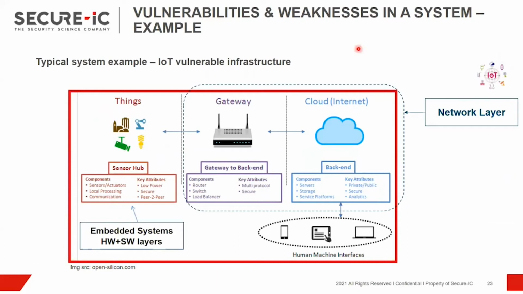In an infrastructure, here for example, we have an example of an IoT infrastructure where you have the embedded system here, the gateway, the cloud. It can be manipulated thanks to a human-machine interface. And so in this infrastructure, you can have some vulnerabilities, some weaknesses at different places in this system. It can happen on the embedded system itself, hardware or software. It can also happen on the network layer, at the gateway also, even if you can consider that this one is in the network layer.